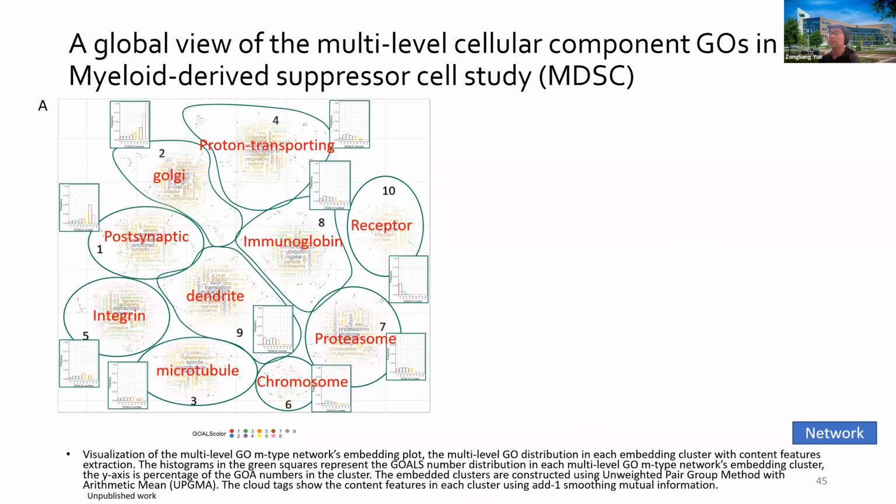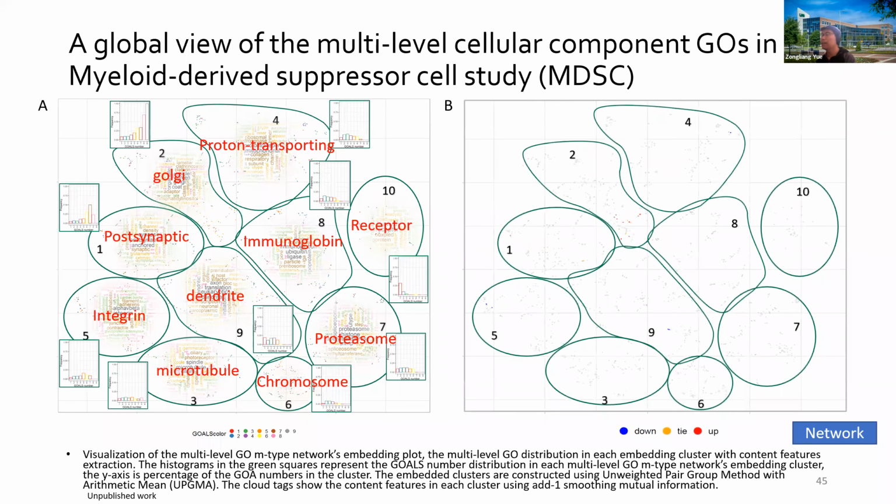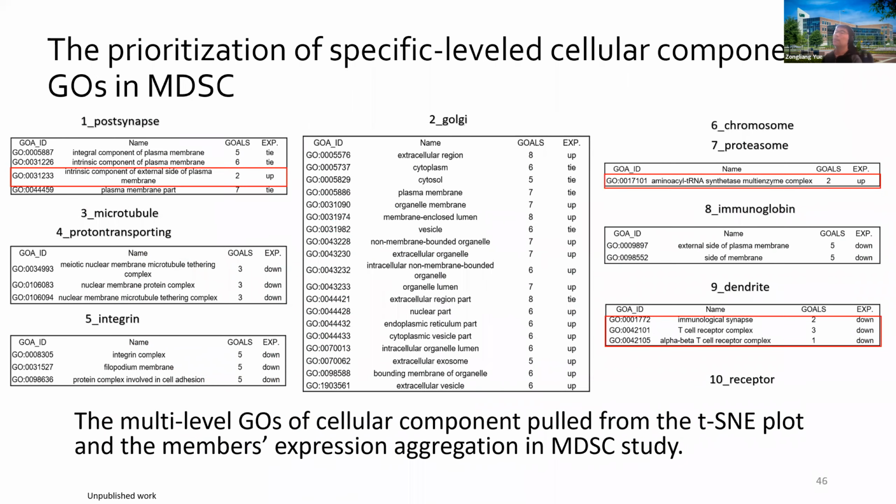Also the functional groups here. So for these myeloid-derived suppressor cells, we have these corresponding functional groups, and we can also identify those specific levels. The lower level means a more specific function level. Therefore, we can identify that this is highly relevant to the immunological synapse, T cell receptor complex, and alpha beta T cell receptor complex, which is also validated in the literature retrieval.